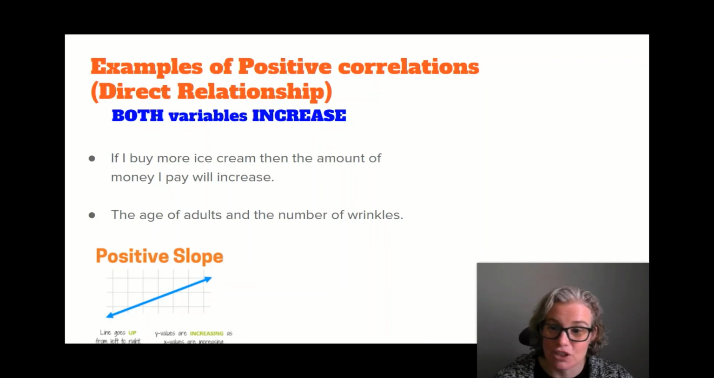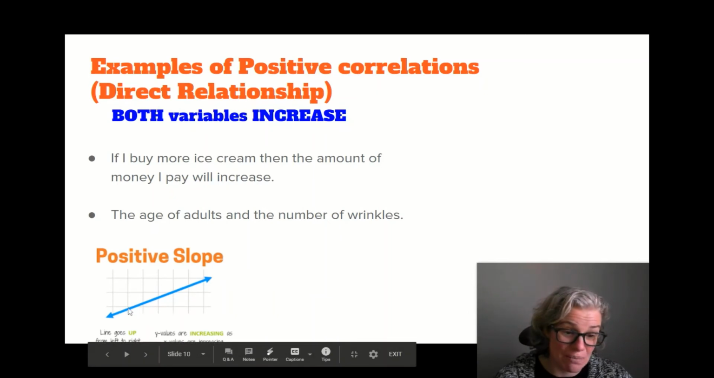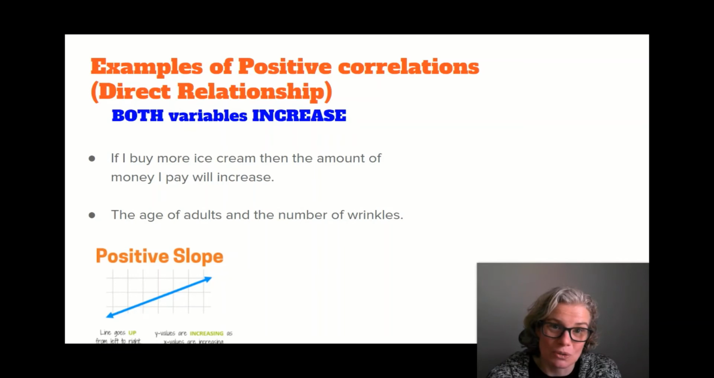Another example of a direct relationship or a positive correlation that's going to get this shape graph would be wrinkles on an adult. The older we get, the more wrinkles. So both variables are increasing.